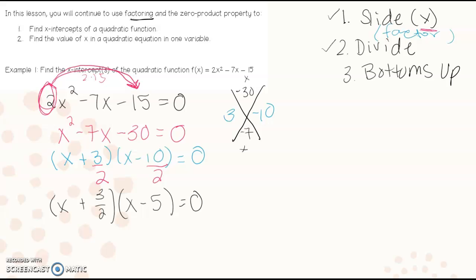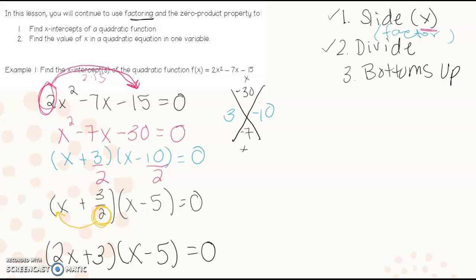So we did slide, we did divide. Now we are going to move the bottoms up. Because I don't like a fraction in factored form, I'm going to take the bottom of my fraction and move it up in front of my x. So my new factor is 2x plus 3. The second one stays x minus 5, and that will equal 0. So I just factored a quadratic equation with an a value that's bigger than 1, with a number in front of my x squared.